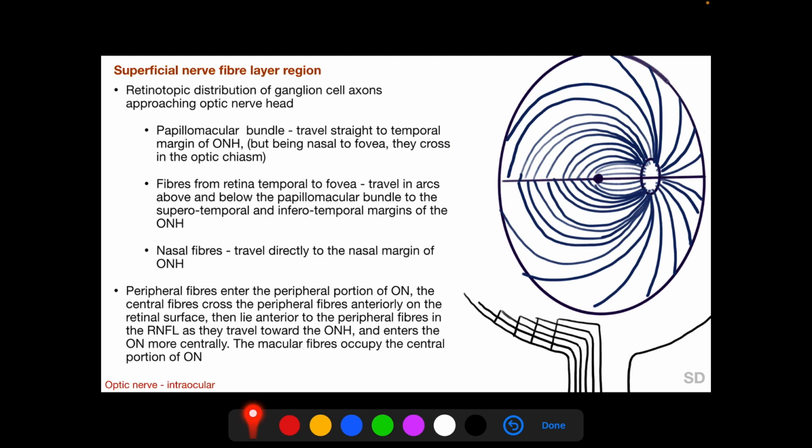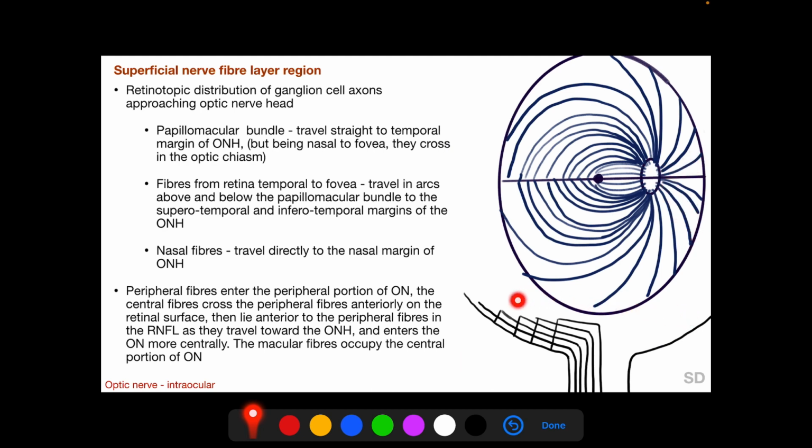And because of that, the papillomacular bundle, like the other nasal fibers, crosses in the optic chiasm. Fibers from the retina temporal to the fovea travel in arcs above and below the papillomacular bundle to the superotemporal and the inferotemporal margins of the ONH, and the nasal fibers travel directly to the nasal margin of the ONH.